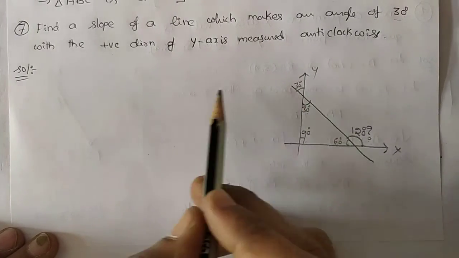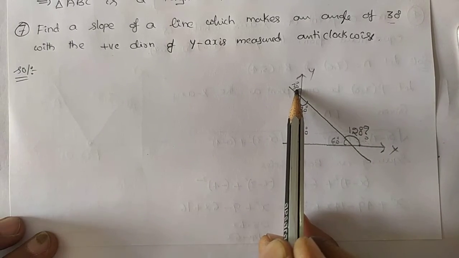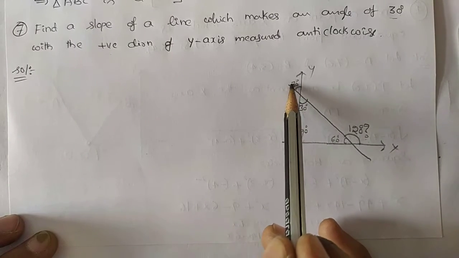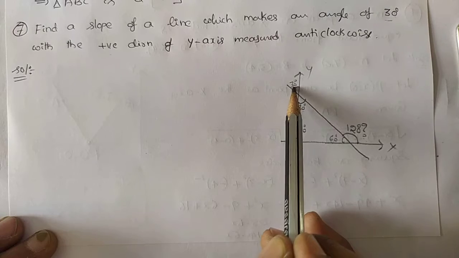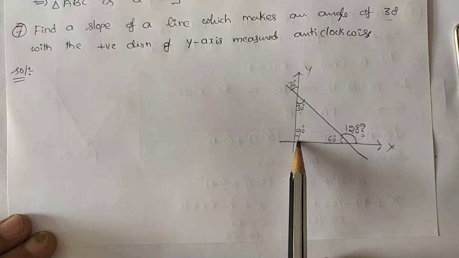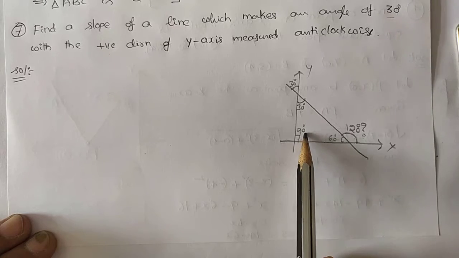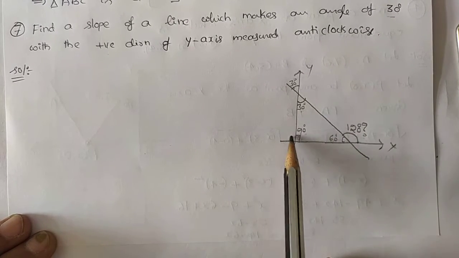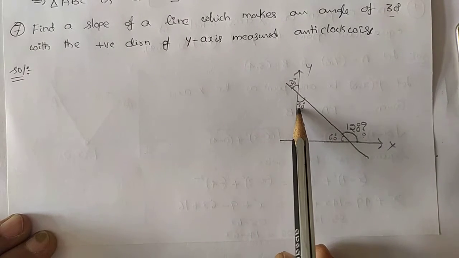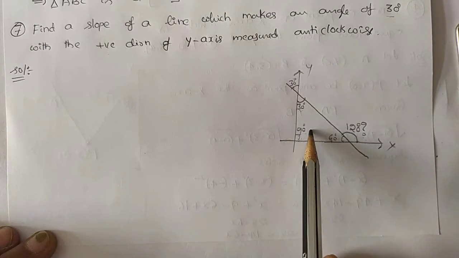Once again, a line makes an angle of 30 degrees with the positive direction of y-axis. It is the positive direction of y-axis. Okay, the line will be like this. If it is 30 degrees, this angle is also 30 degrees. We know that x and y are perpendicular, so that angle will be 90 degrees. We know that the sum of the angles of a triangle is 180 degrees. Then 90 plus 30 is 120, 120 plus 60 is 180. Yes, now it is balanced.